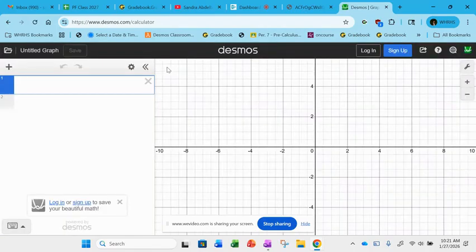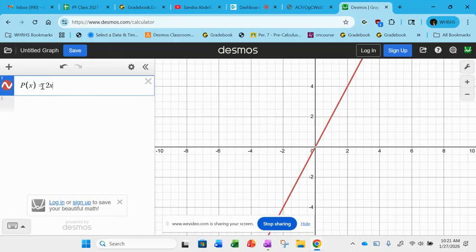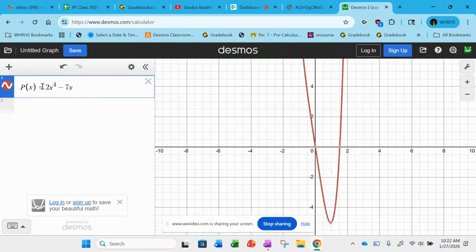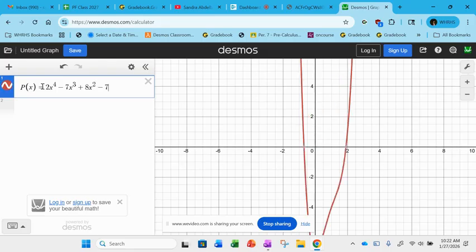We're going to go to our graphing calculator. And now we're going to enter in this function. So we have 2x to the fourth power. Do you guys know how to enter in that fourth power? You do the little up arrow, so you press shift and number 6. Yes, we know how to do that? Okay, so we have 2x to the fourth power minus 7x to the third power plus 8x squared minus 7x plus 6.